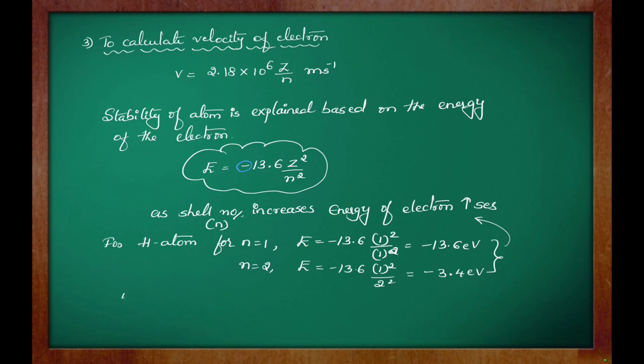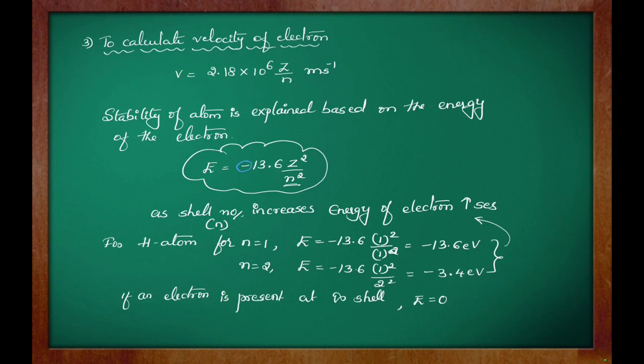So if an electron is present at an infinite shell, then its energy is considered as zero, because if you substitute the value of n as infinity in this expression, energy will become zero. So I can tell that energy in the outermost orbit is more than that of the energy of electron which is present in the inside shell.